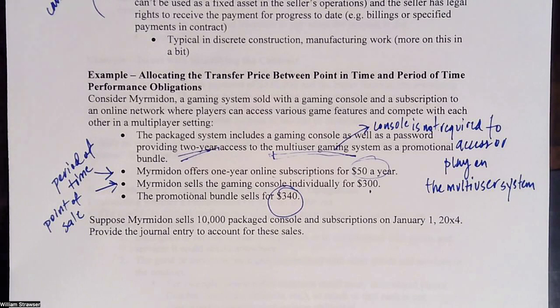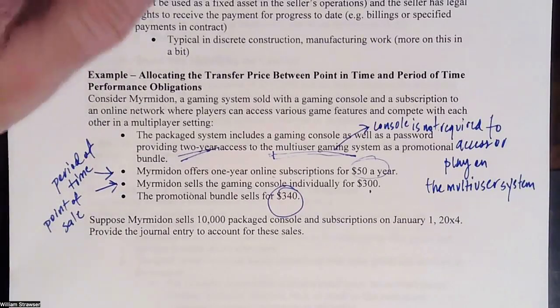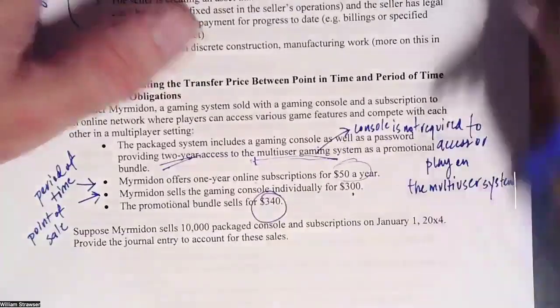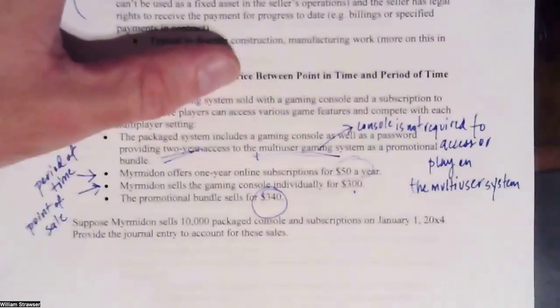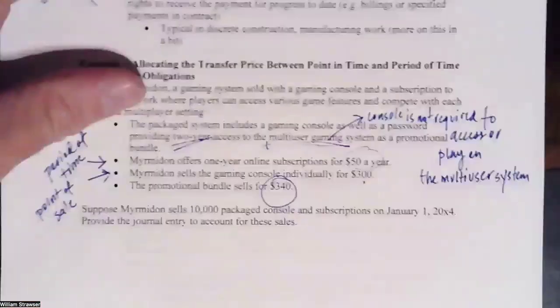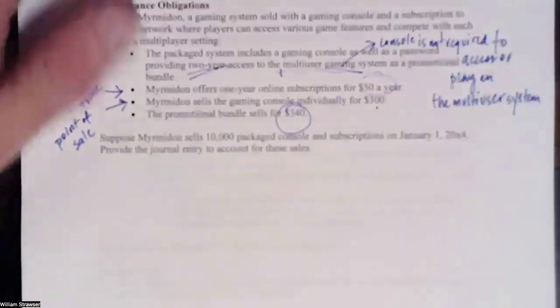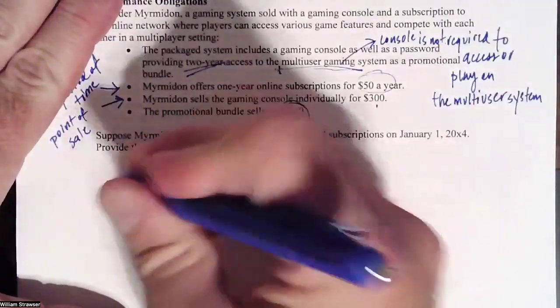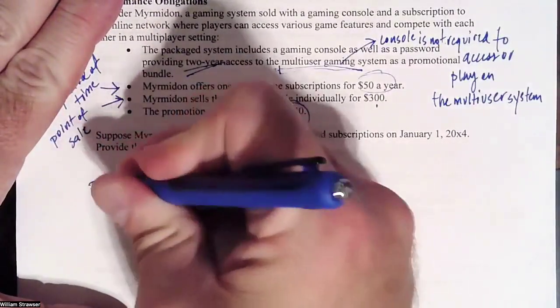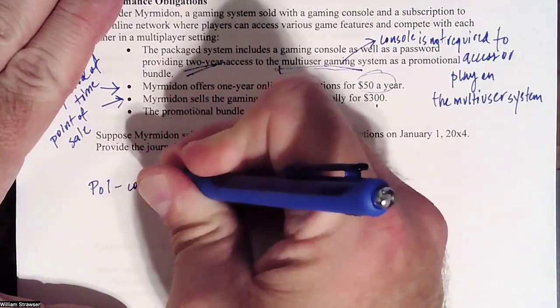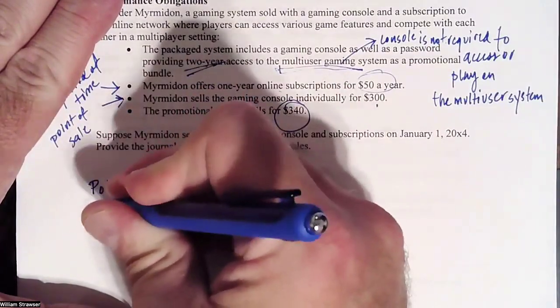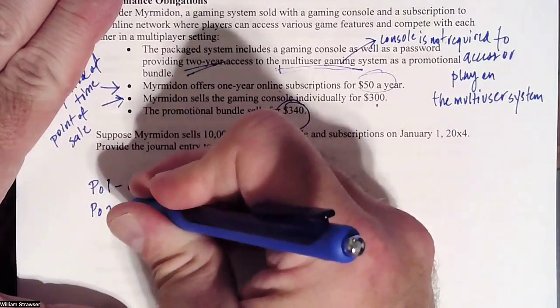Step four, allocating the transfer price. This is when the math starts coming in. So how do we go about allocating this? I usually just create a little bit of a table in order to keep the steps of the process separate. We have two performance obligations. PO1 is the console. Performance obligation 2 is the subscription.